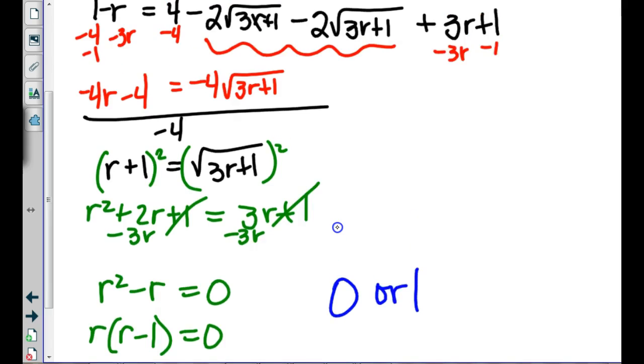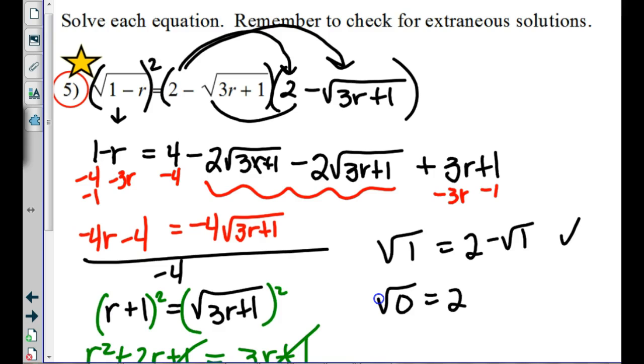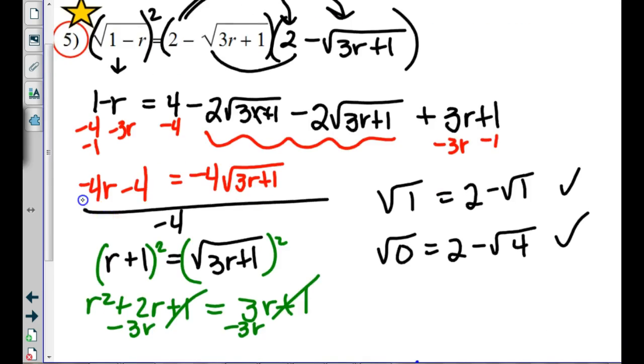Okay, if I go back to the beginning, if I try 0, I get square root of 1 equals 2 minus square root of 1. Does that work? That checks. That was putting in the 0. If I put in a 1, I'll have square root of 0 equals 2 minus square root of 4. That's also true. They both check on that one.